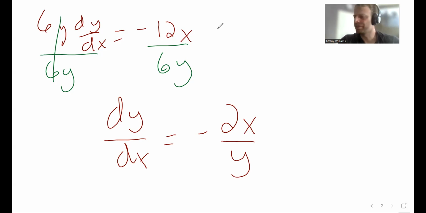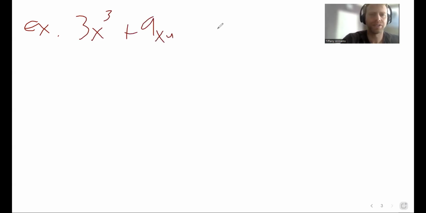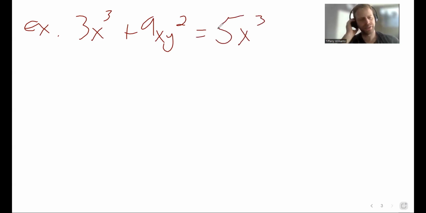All right, let's do another example. I'm going to do a few for you. I want to say right quick, but these are not quick at all. The next one I want to do is, let's try, for example, 3x to the third plus 9xy squared equals 5x to the third. Okay. All right. So we take the derivative of both sides, right?